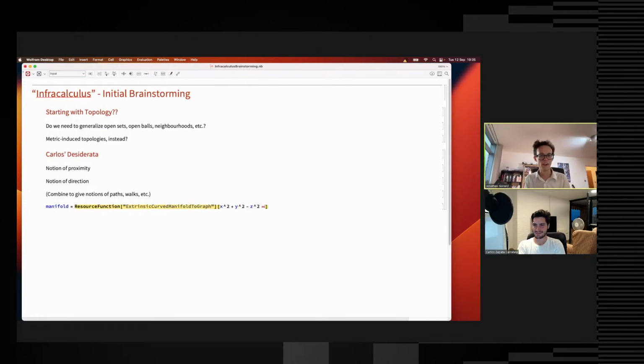Right. Okay. So what I'm going to do is try and make a graph that approximates a hyperboloid. So I do that.